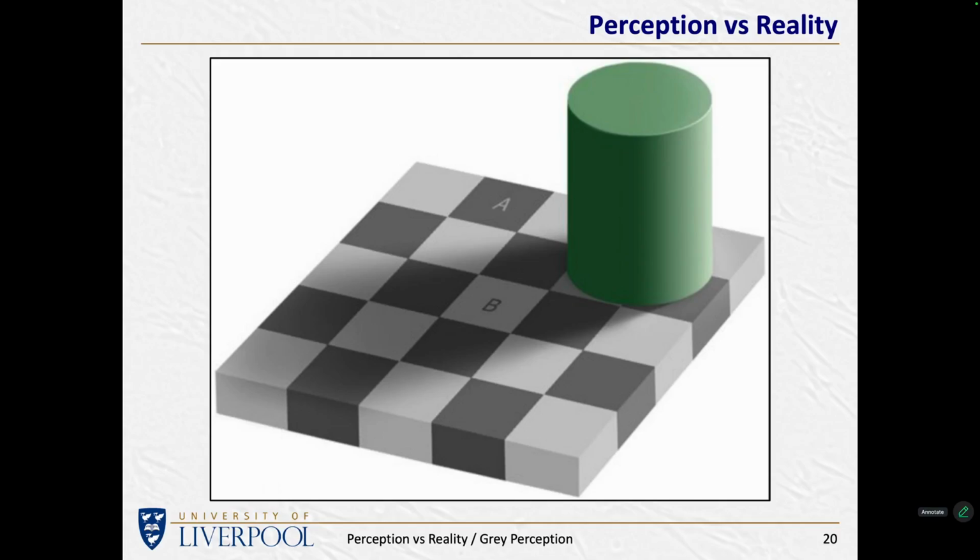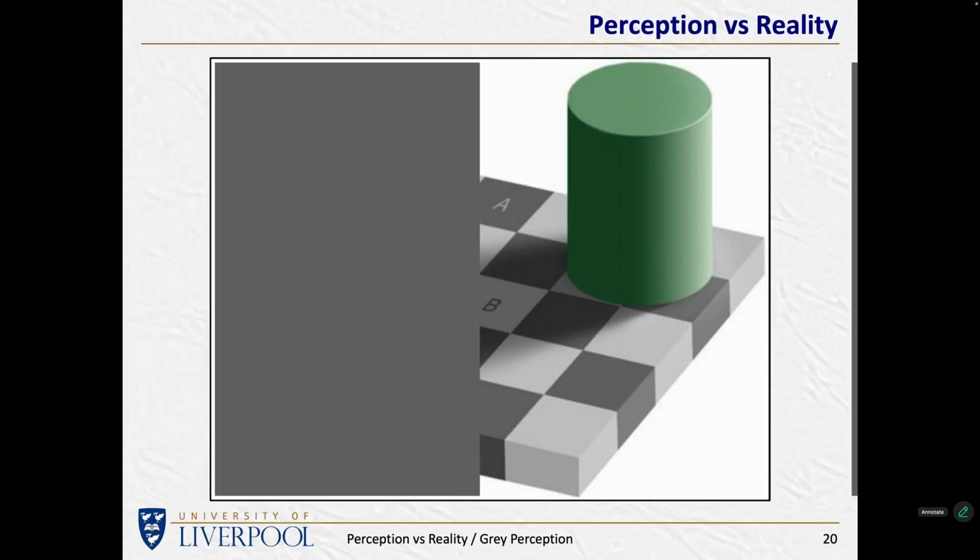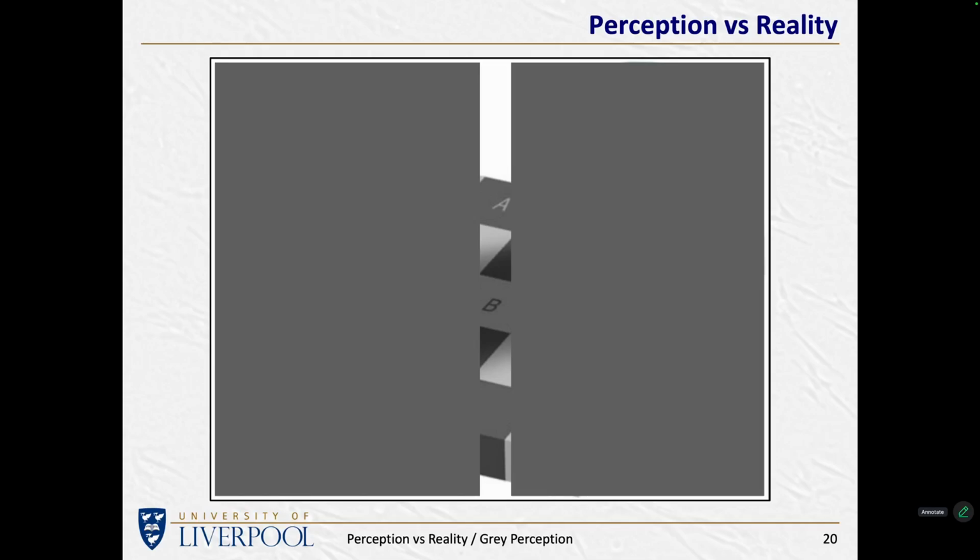But let me show you what happens if we block out pixels to the left and we block out pixels to the right. Now, when we look at the square labelled A, it's exactly the same shade as the rectangle on the right or the left. And it's exactly the same for square B. It's exactly the same shade of grey as the rectangle to the left or the rectangle to the right. So the square labelled B is exactly the same shade, not similar, exactly the same.